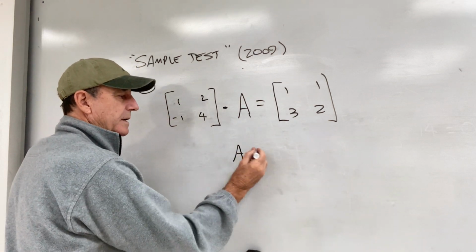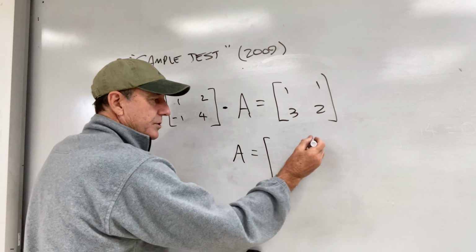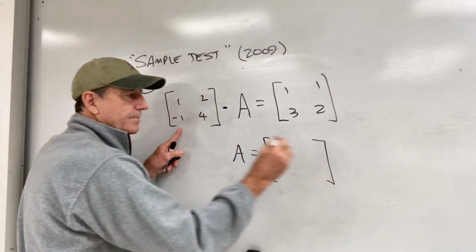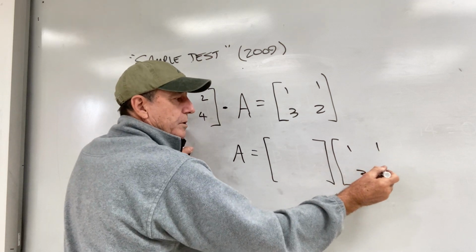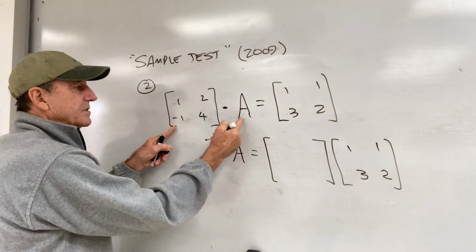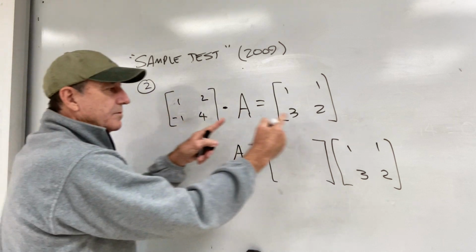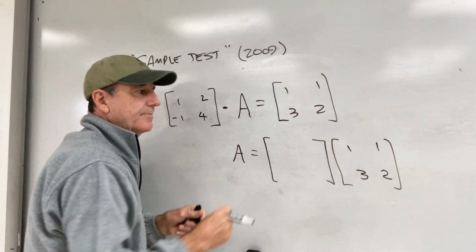A is going to be, now, the inverse of this matrix. And again, we have to multiply on the left here, because we're going to be multiplying on the left side of this equation. We have to multiply on the left side of this side.